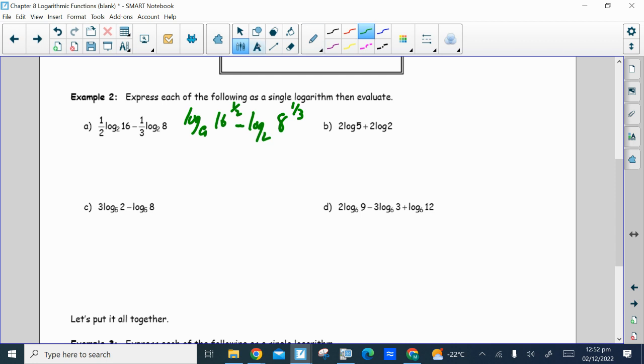I don't know why I put an A there for that base. It should have been 2. And 16 to the power a half. Power a half means square root. So that'll be log base 2 of the square root of 16 minus log base 2 of the cube root of 8.